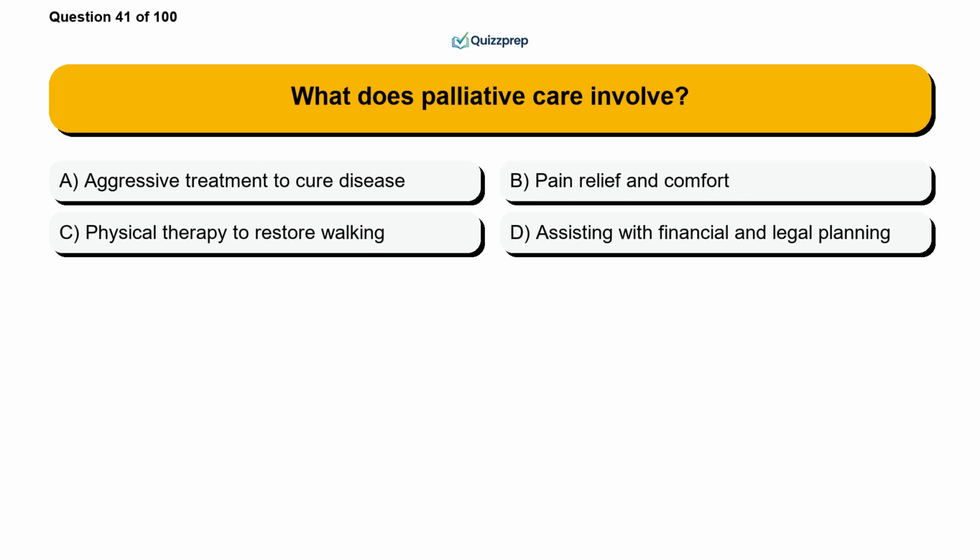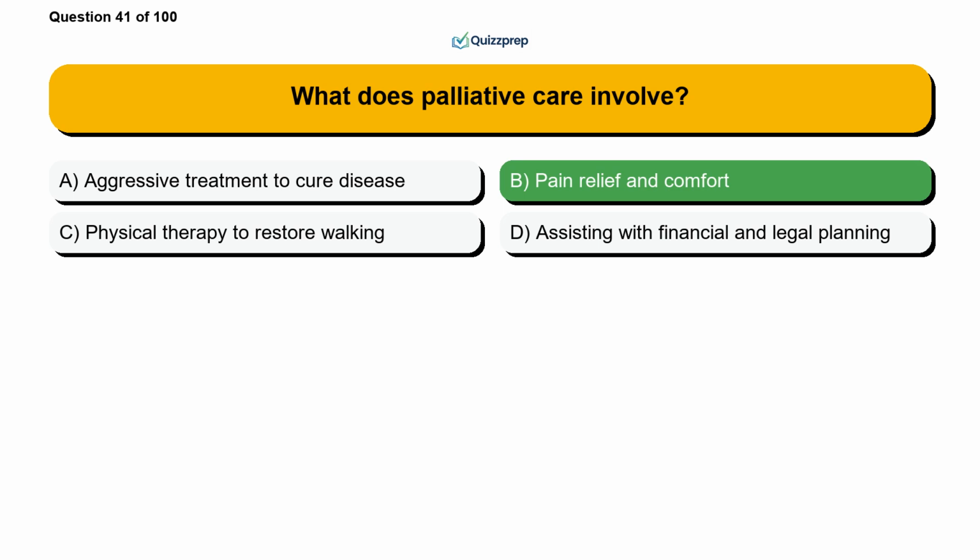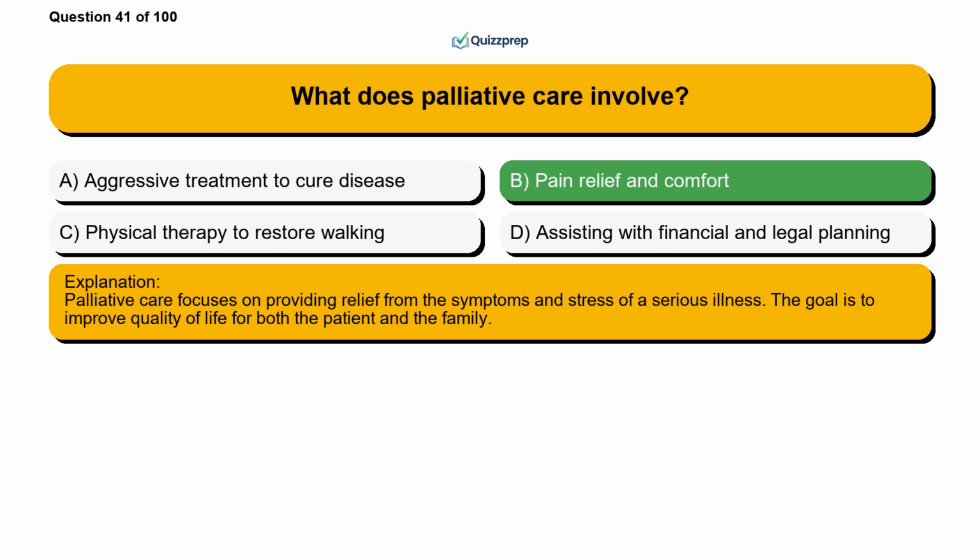Question 41. What does palliative care involve? Option A, aggressive treatment to cure disease. Option B, pain relief and comfort. Option C, physical therapy to restore walking. Option D, assisting with financial and legal planning. The correct answer is option B, pain relief and comfort. Palliative care focuses on providing relief from the symptoms and stress of a serious illness. The goal is to improve quality of life for both the patient and the family.